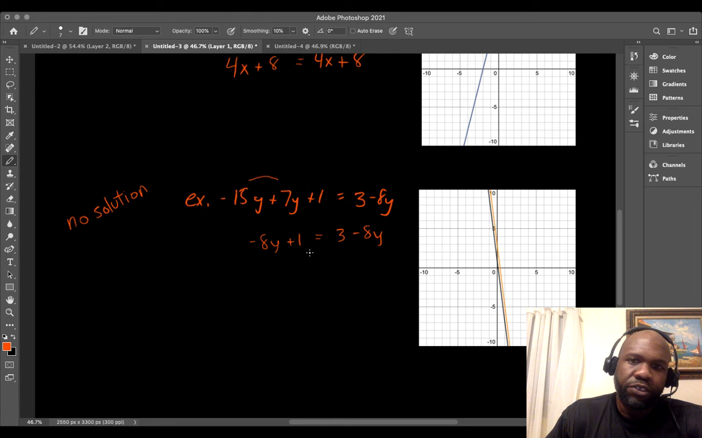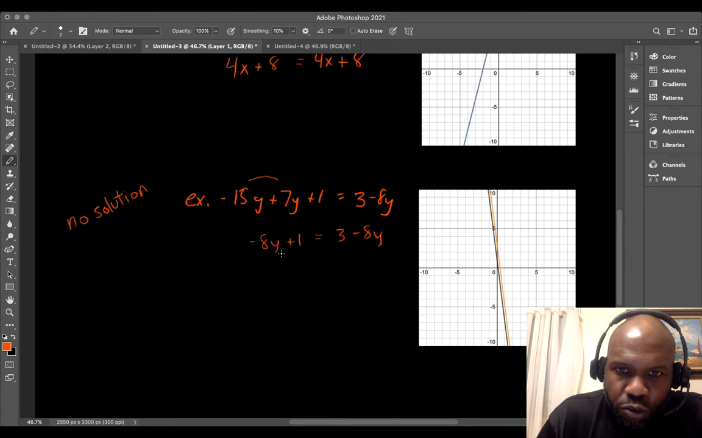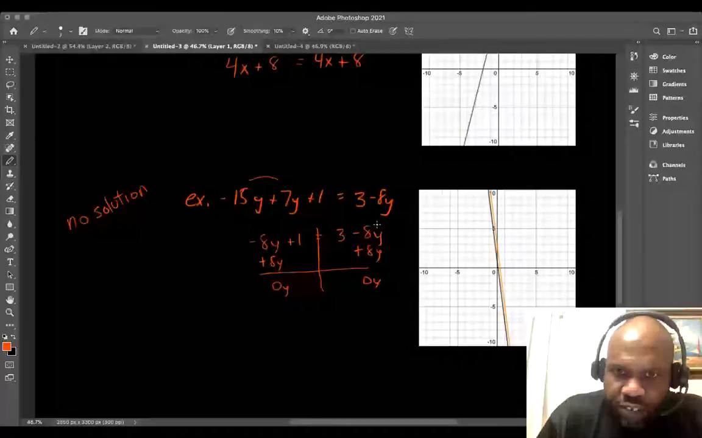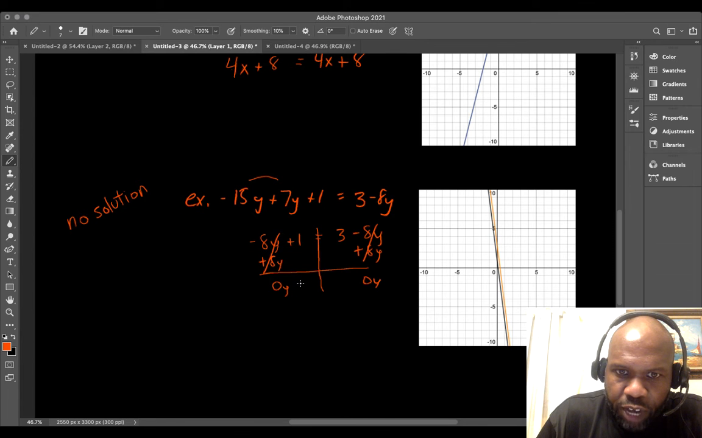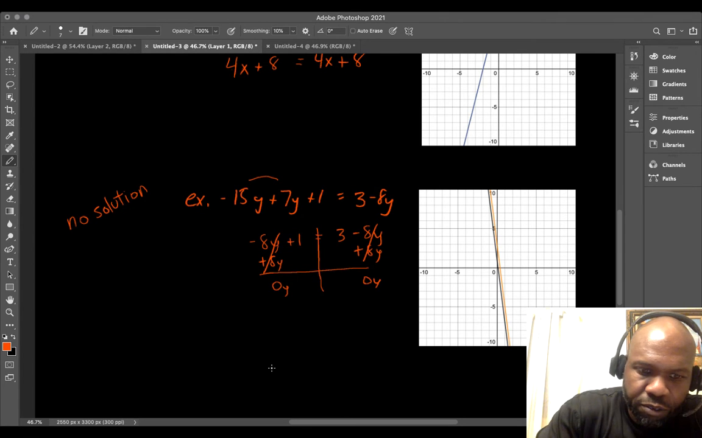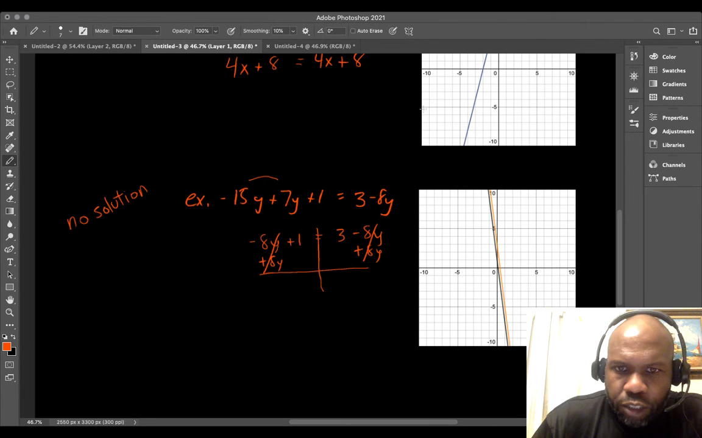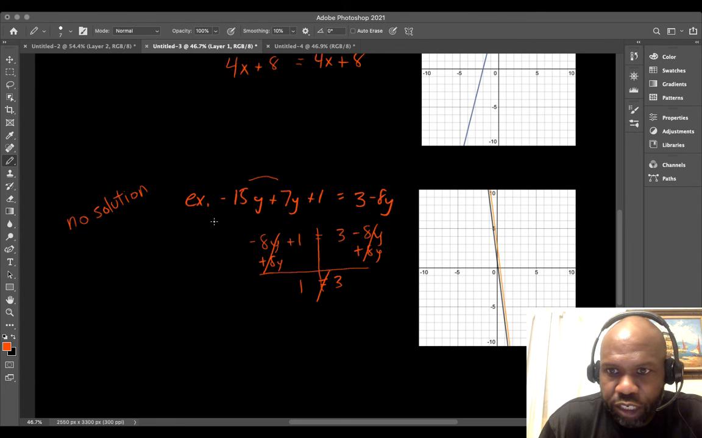Okay, so this one obviously you still can't tell it's no solution, but let me do some more work and you can see. All right, so I have negative 8y here. Okay, so I'm going to add 8y to both sides. Okay, and that's going to give us 0y and 0y on this side. So they're both going to cancel each other. And so now I'm left with 1 equals 3. Now 1 never equals 3, so that tells us that there is no solution in this situation.